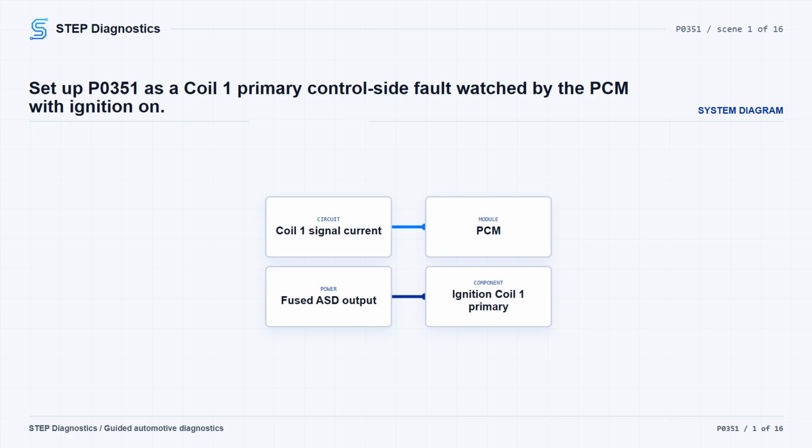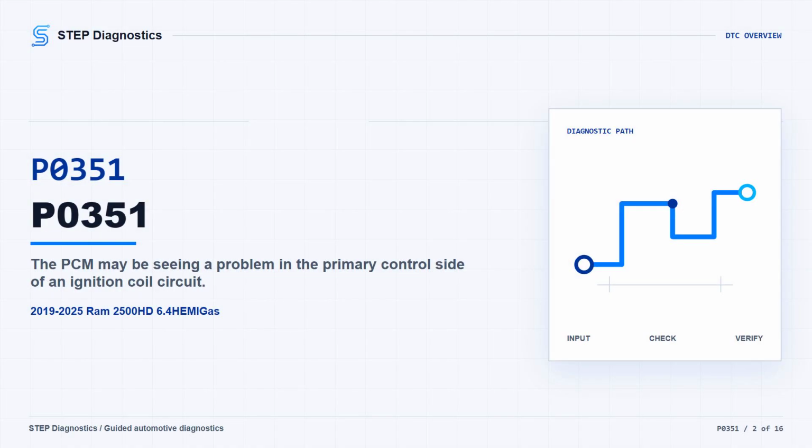The broad fault areas can include coil power feed, the coil control circuit, the ignition coil connection quality, or the PCM driver. The coil primary winding is supplied 12 volts from the fused ASD relay output circuit. This monitor runs continuously with the ignition on, and the code sets when the PCM detects ignition coil 1 signal circuit current less than or equal to 0 amps for at least 1-2 seconds.